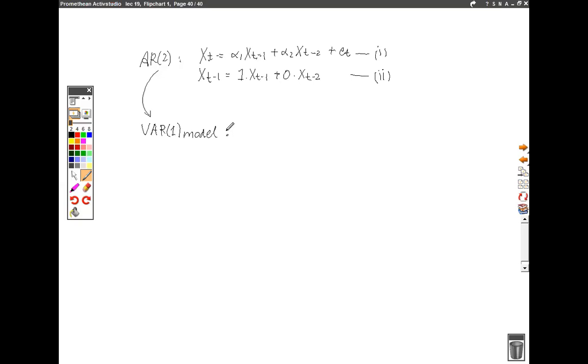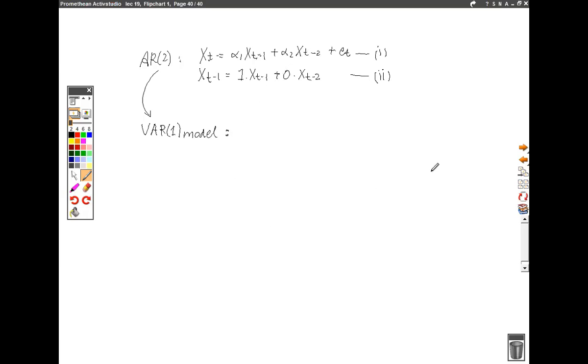And why would I even want to write it as a VAR1 model? Because I know that if I have my AR processes, so if I let's say have my AR2 process, will that be a stationary process? Anyone? Sorry, will that be a Markov process? No, right? Because my xt depends on xt minus 2 as well.